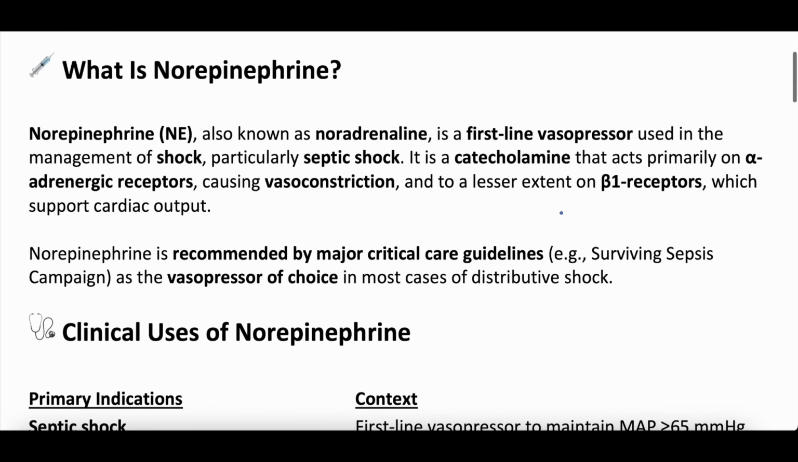Norepinephrine. What is norepinephrine other than the workhorse of critical care and ICU medicine? So norepinephrine is also known as noradrenaline. It is a first-line vasopressor, really first line for a lot of different things used in the management of shock, particularly septic shock. Now, norepinephrine is a catecholamine.